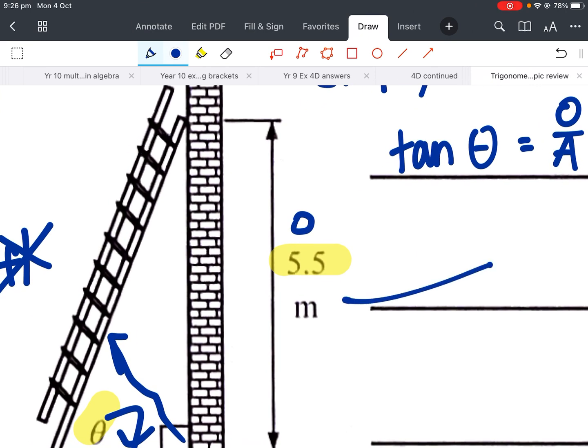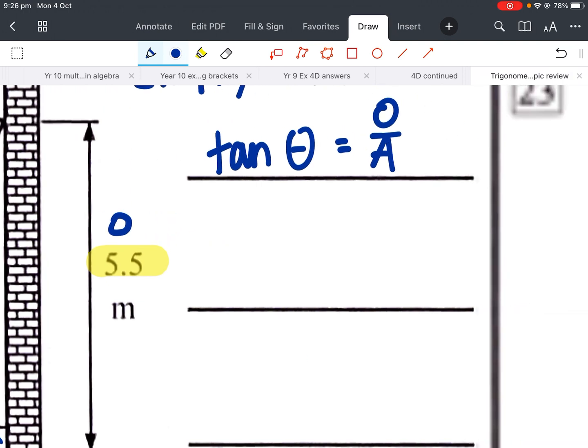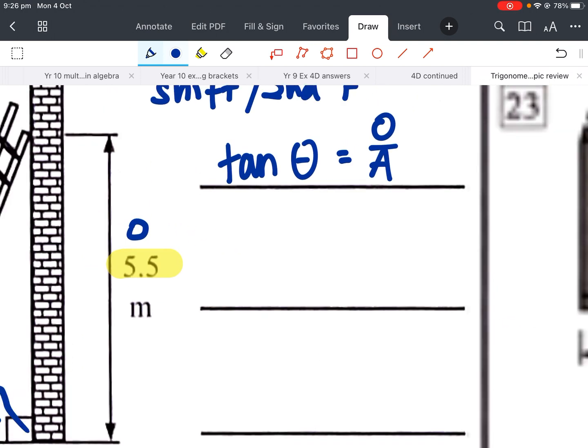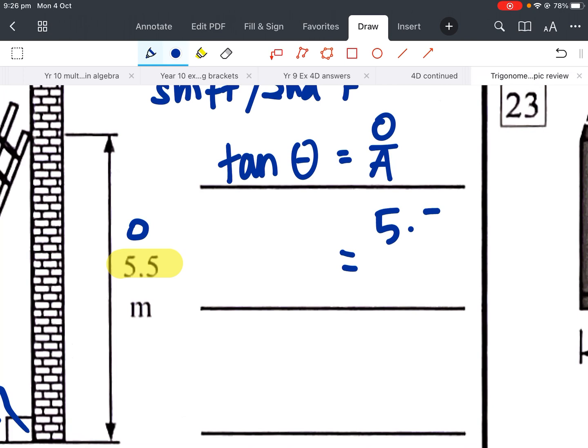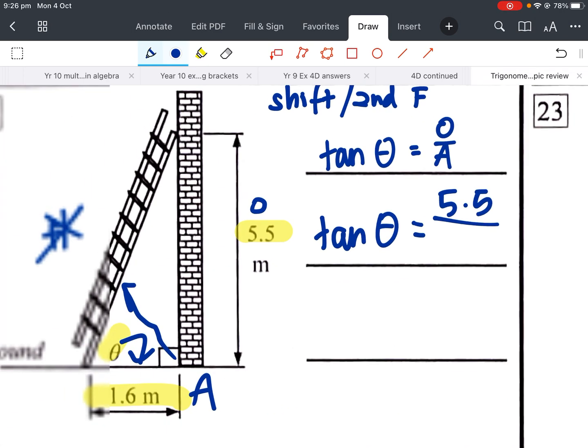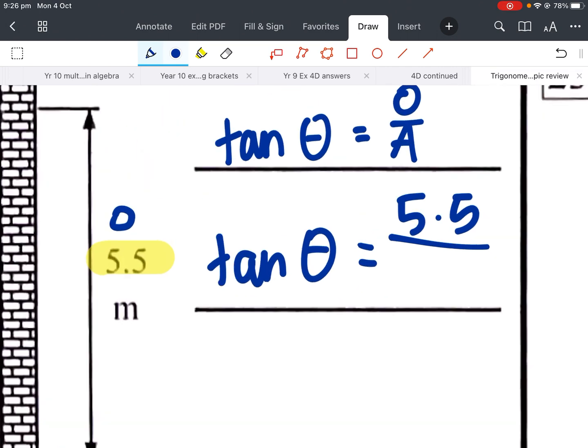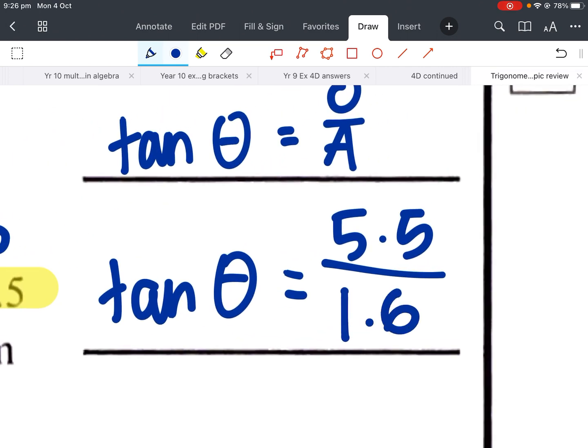All right, so let's put the numbers in. O is 5.5. So 5.5 goes on the top. Tan theta goes over here. And on the bottom, now they're both in meters, good. 1.6 goes on the bottom.